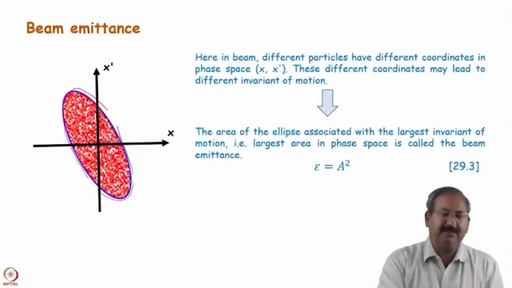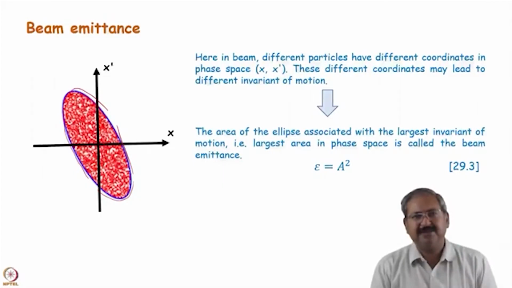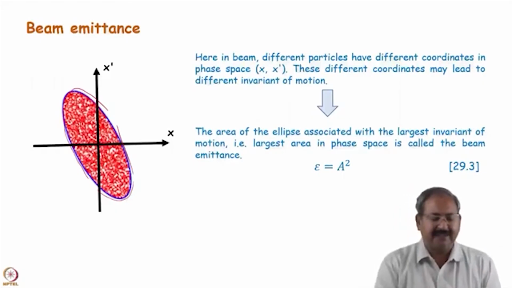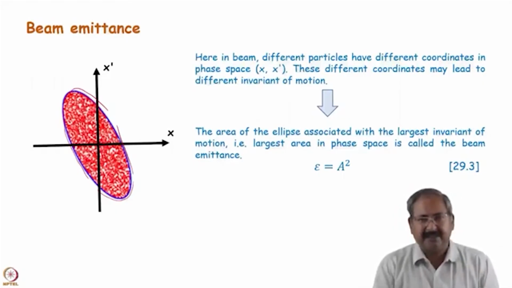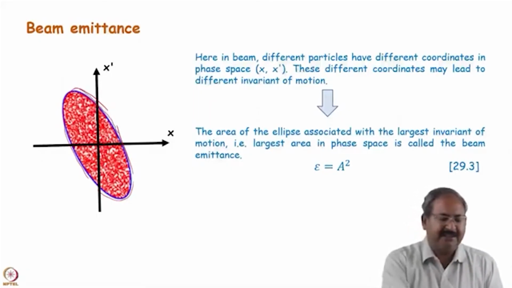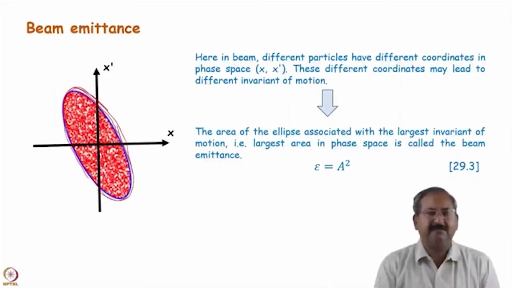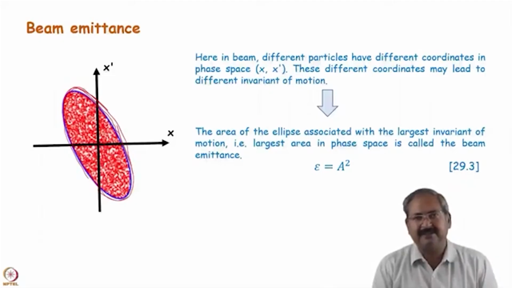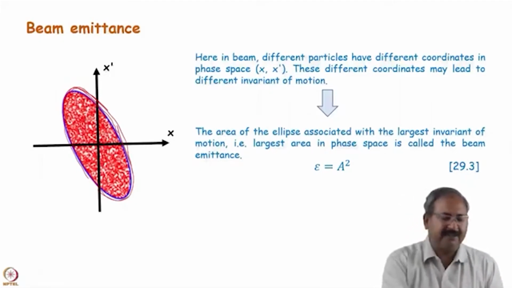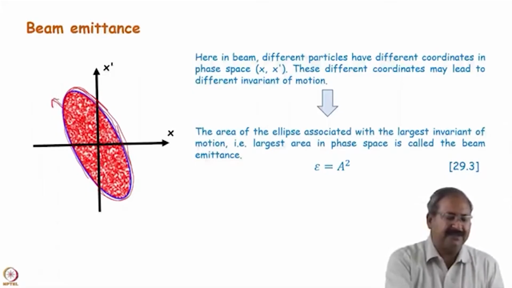Suppose there are many particles in a beam, and each particle has its coordinates x, x prime, and these coordinates may lead to different values of the invariant of motion, a1, a2, a3, like that. So we choose the particle which has the largest invariant of motion, and this particle bounds all other particles inside it. This means this particle will never come outside of this ellipse.